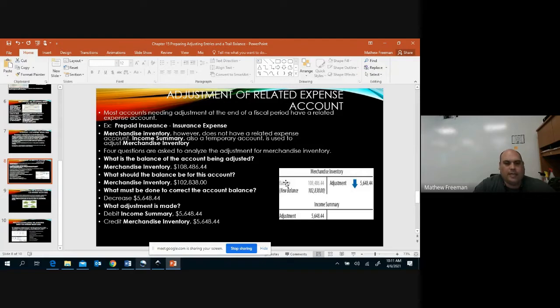That's going to be the decrease, the difference between the 108 and the 102. Granted, there's 486 and 838 added to each of those values, so it's not going to be a $6,000 difference. It's actually going to be a $5,648 difference. All we're doing is subtracting those two to find that difference. We're going to credit our merchandise inventory because we've sold it. It's added income, so we're going to debit our income summary account. We're moving that merchandise value out into our income summary. So that's what we're going to do for the first part.